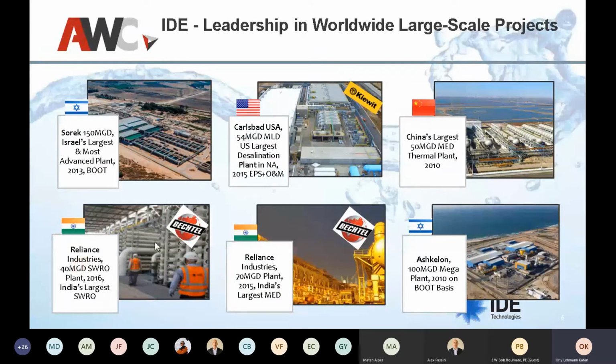These are just a few mega-sized plants that IDE has been involved with designing and running. Sorek, Israel, 150 MGD. Now we're working on Sorek 2 after we won the bid, so that's a very exciting project for us. The Carlsbad, the 55 MGD, the largest desalination plant in North America. A few large thermal projects in China and also in India. And this is basically what we do.